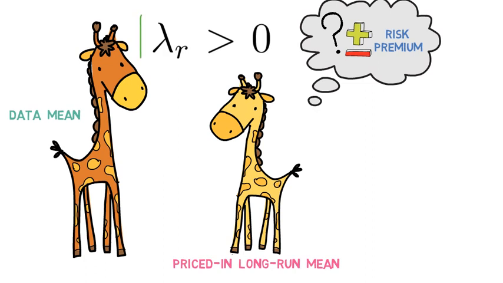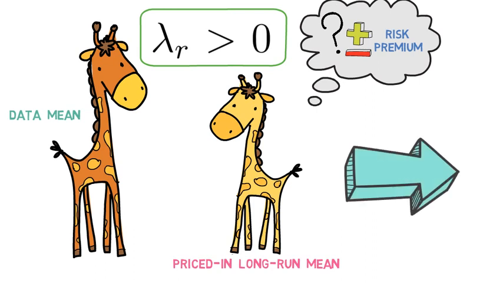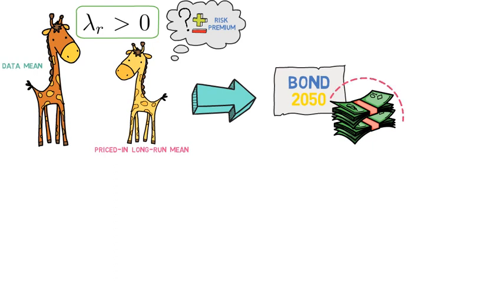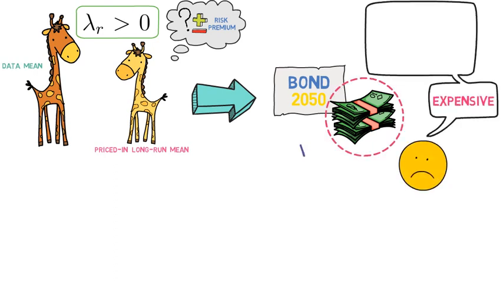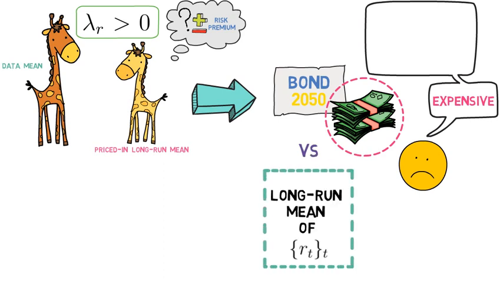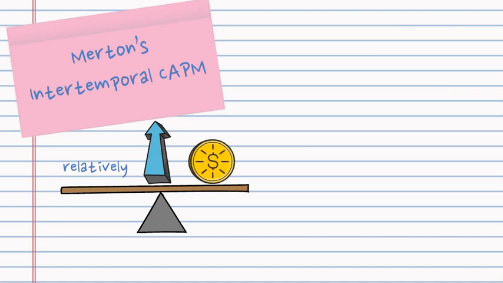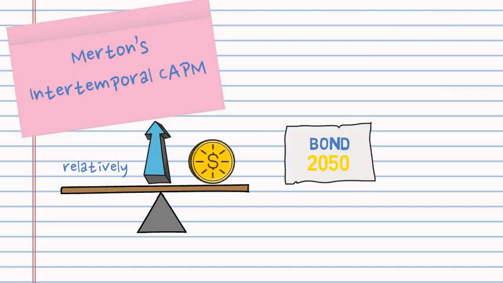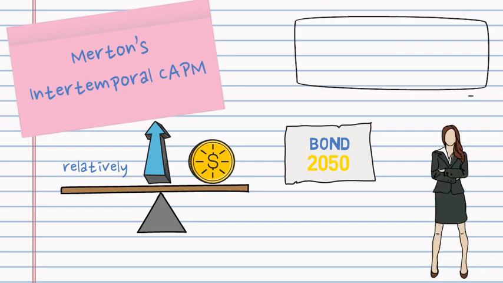If lambda_r is positive, the priced-in long-run mean is below the data counterpart. That implies that the price of long-term bonds appears to be relatively expensive compared to the long-run mean of the time series of r_t. But that would be an equilibrium and hence a no-arbitrage outcome. In fact, based on economic reasoning, for example, by using Merton's intertemporal CAPM, we can denote that a relatively high equilibrium price for long-term bonds goes along with a representative investor who considers these long-term bonds to be a good hedge instrument against systematic risk.